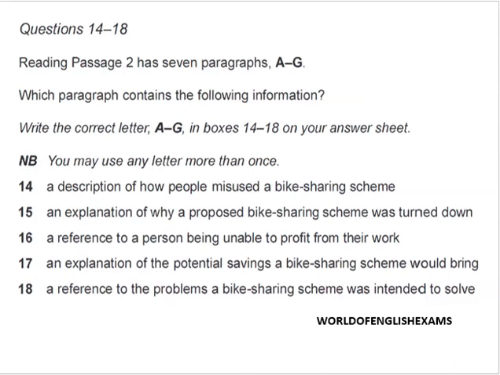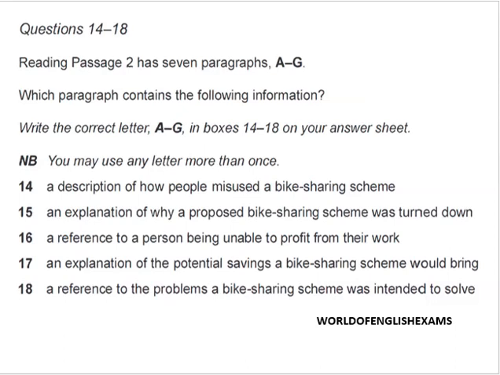So a person here means an individual, one person being unable to profit. That means he did not gain anything from their work. So he did the work but it was useless, I must say, because he did not reap the benefit out of it. Then the 17th question says an explanation of the potential savings a bike sharing scheme would bring. So they are talking about the kind of savings from a bike sharing scheme.